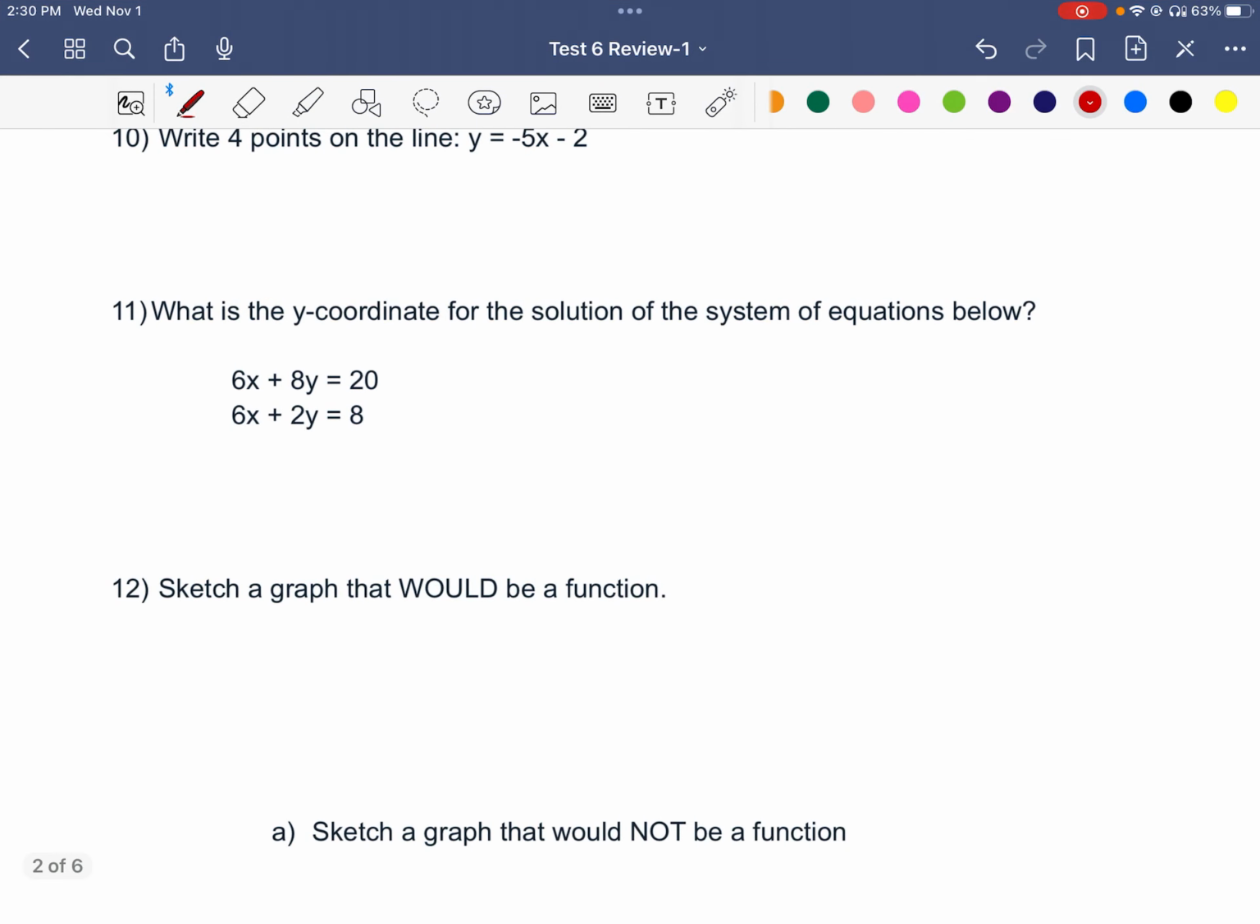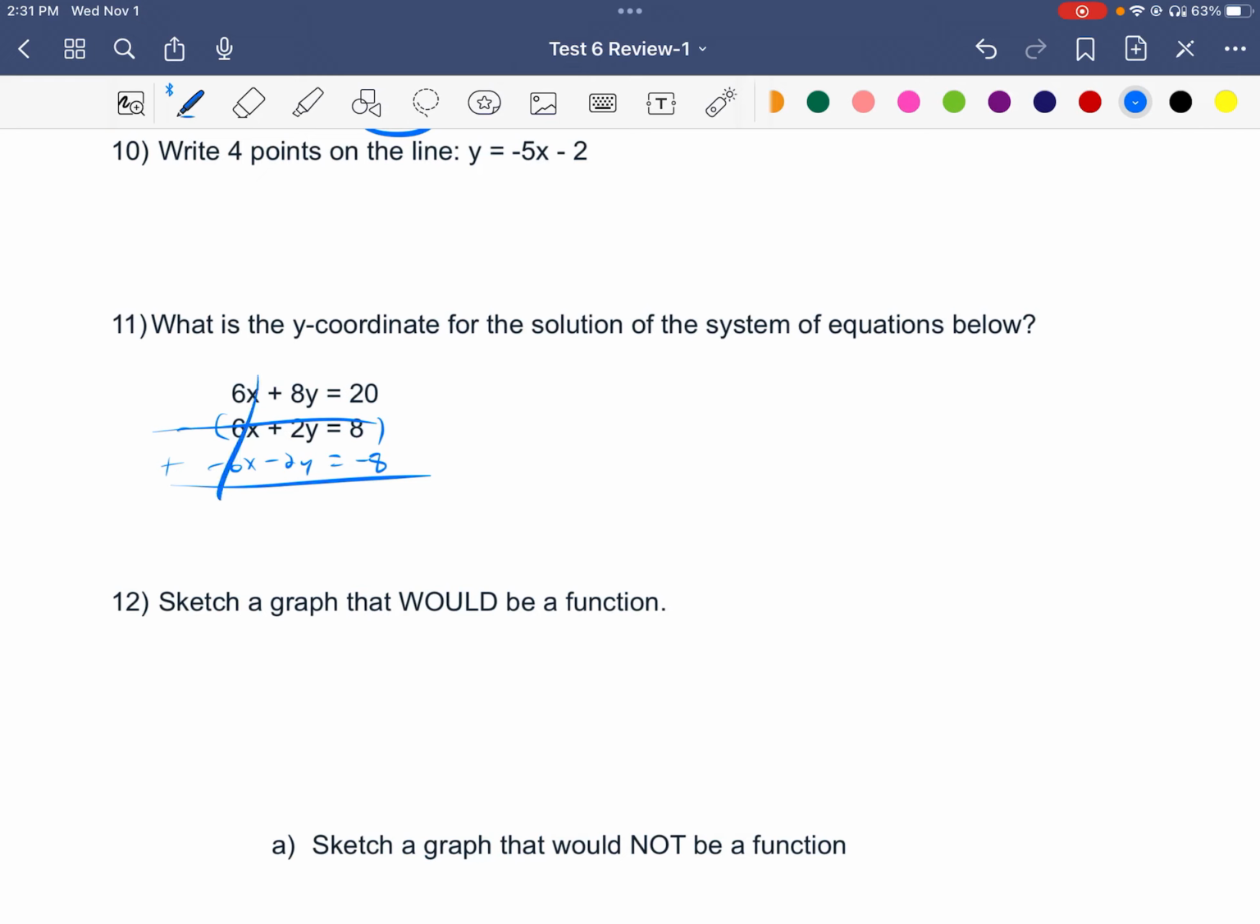11. What is the y coordinate for the solution to the system of equations below? Again, you could type this one in Desmos. This is set up pretty easily to do elimination, where we could eliminate the variable and solve that way. So if I multiply the bottom by negative 1, I add these two equations, I get 6y equals 12, divide by 2, and I get y equals 2.